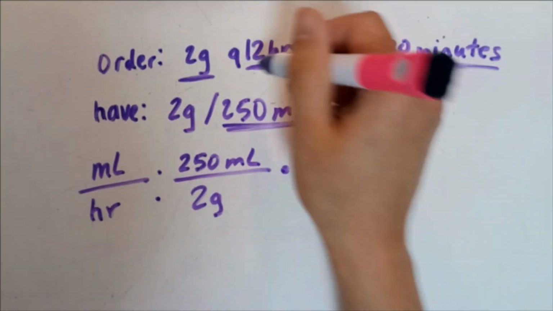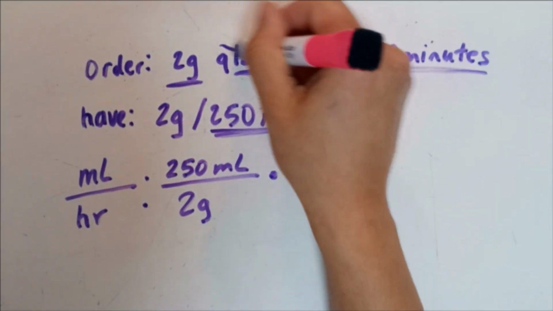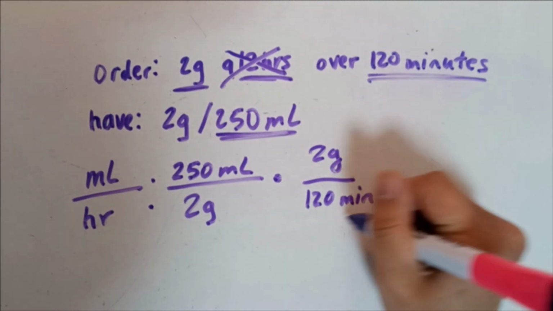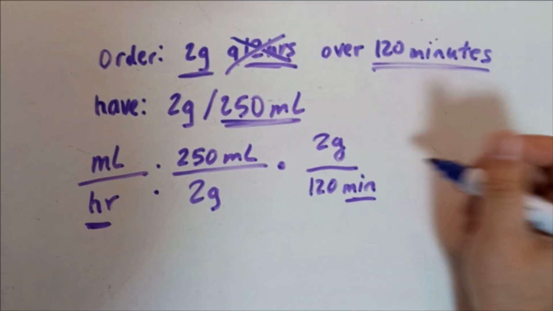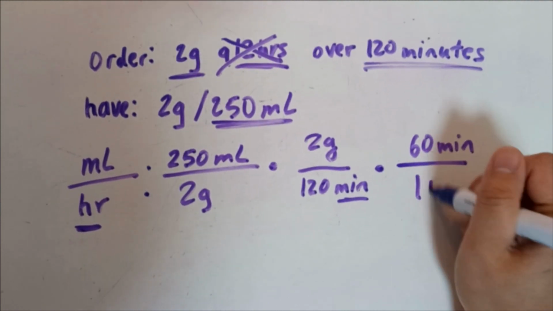Okay? This is not important because they didn't ask how much you're going to do in a day. So for this question, that was not important information. Now, this is in minutes. We want to end up with hours. So we're going to convert it from minutes to hours. So there's 60 minutes in 1 hour.